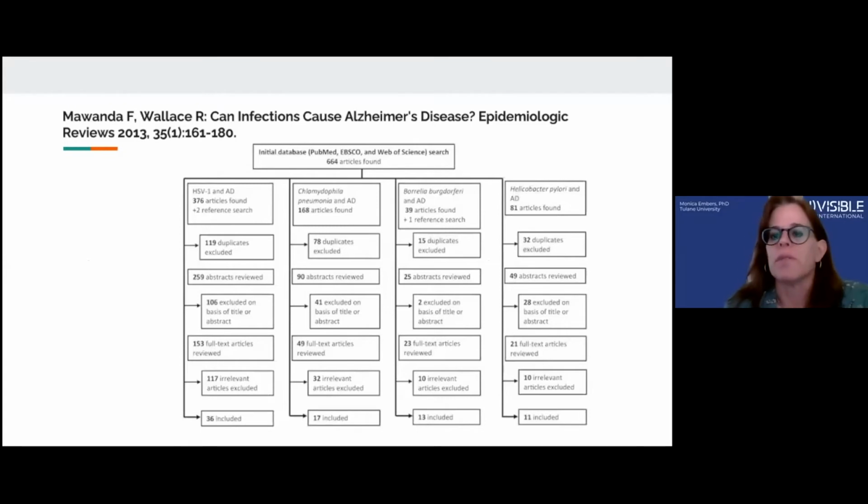This is one of my favorite review articles. This is a systematic review of the literature, including over 3,000 relevant articles linking AD to microbial infection. What the authors concluded was that the evidence linking AD to an infectious cause was inconclusive, but the amount of evidence suggests that there is an association. So here we saw the 4 primary players include HSV1, Chlamydia pneumoniae, Borrelia burgdorferi, and Helicobacter pylori.